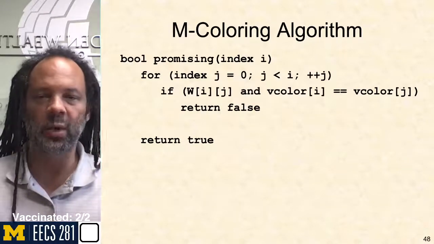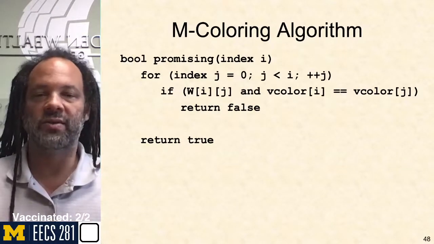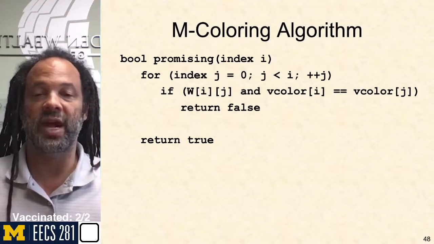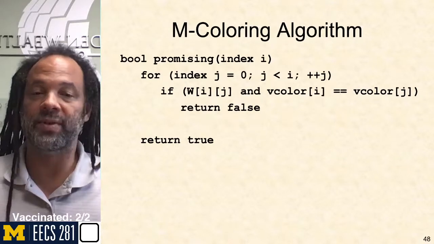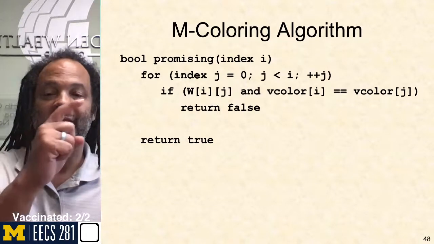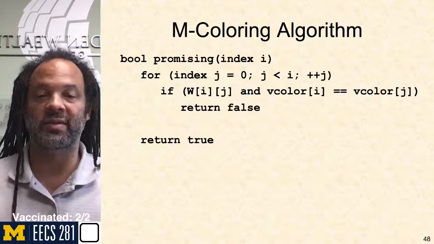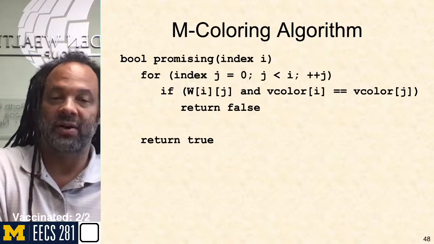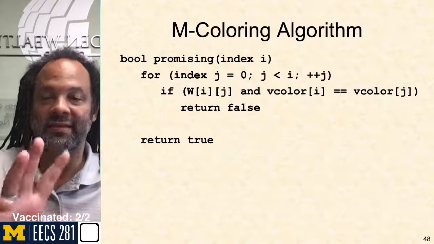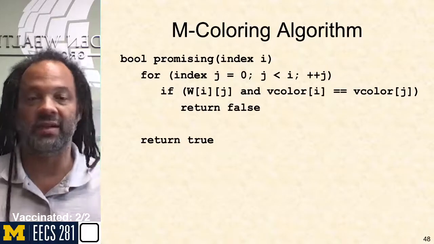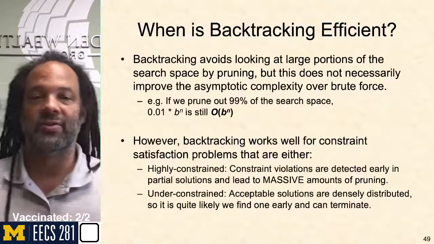All right? So in this case, all it does is run through some given index i and look at all of the other indices j from 0 up to, but not including, i, and say, well, if v color at i is equal to v color at j, and there's a true in the adjacency matrix, meaning that they are next to each other. So if v color at i is the same color as v color at j, and i and j are next to each other, this is not promising, return false. Otherwise, return true because we haven't violated any constraints. So that's how backtracking works.